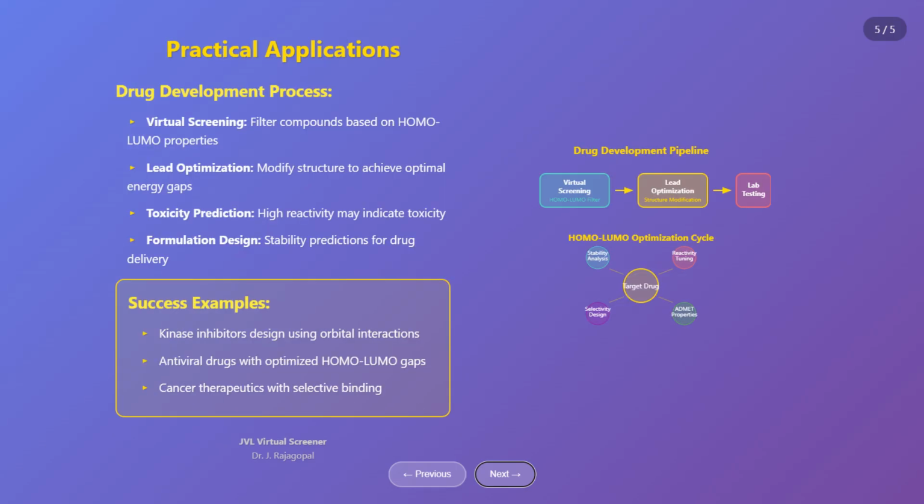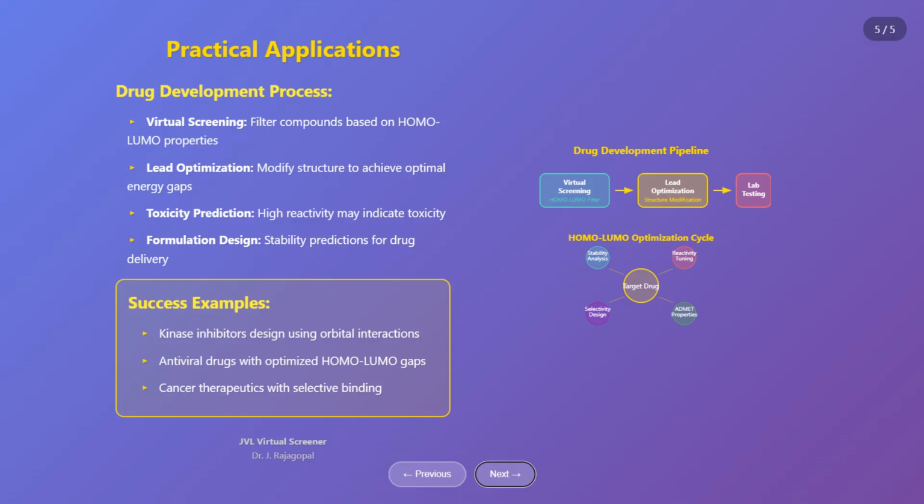Finally, let's see how all this theory works in real drug development. There are four main steps in drug development where HOMO LUMO analysis is crucial. First, virtual screening. This is very powerful. We can filter thousands of compounds based on their HOMO LUMO properties before even synthesizing them. This saves enormous time and money.